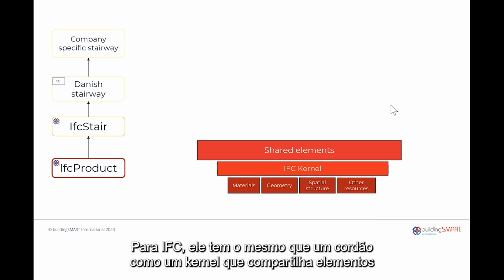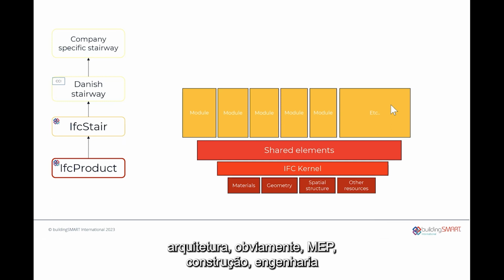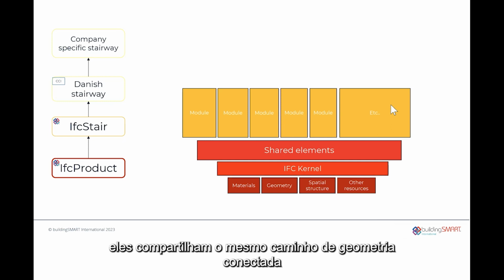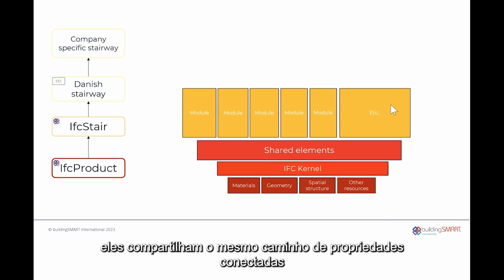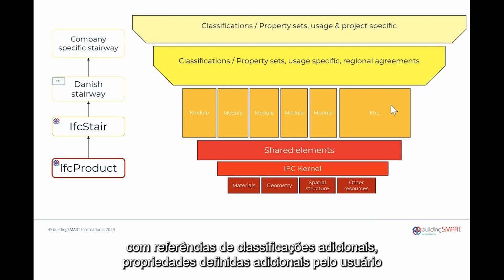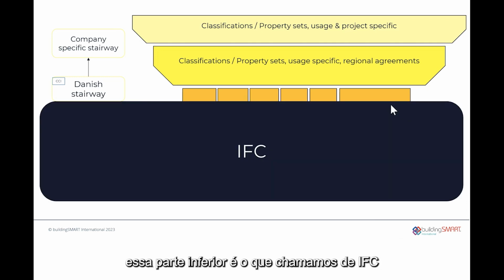IFC has the same. There's a core, there's a kernel, there's shared elements, there's different modules, there's different domains like road, rail, infrastructure, architecture, obviously, MEP, construction engineering. So the different modules are part of IFC, but they share the same core. They share the same way of linking geometry. They share the same way of linking properties. And then on top of that, you can further enrich that with additional classification references, additional user-defined properties, regional requirements or agreements, etc. So this lower part is what we call IFC.